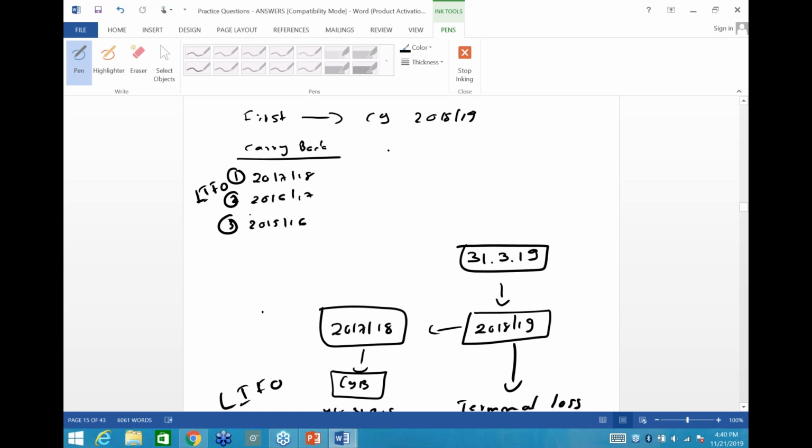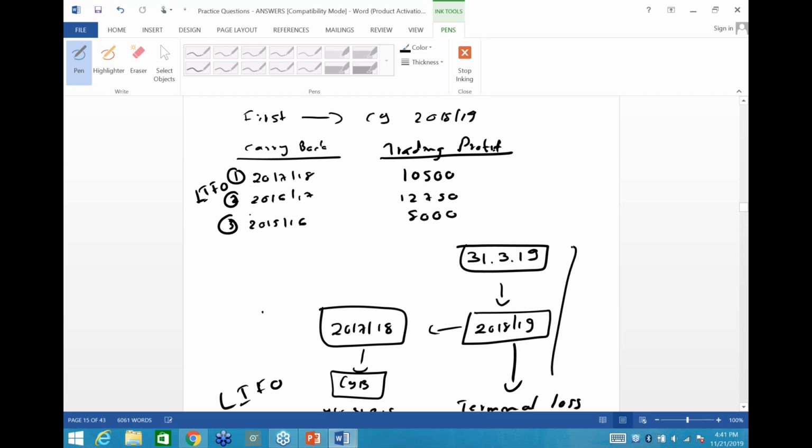17-18, against what we can set off the terminal loss? Against trading profit. 17-18, look at the question. There's a trading profit of 10,500. And then for 16-17, there's a trading profit of 12,750. And year ended 31st March 2016, there's a trading profit of 8,000.